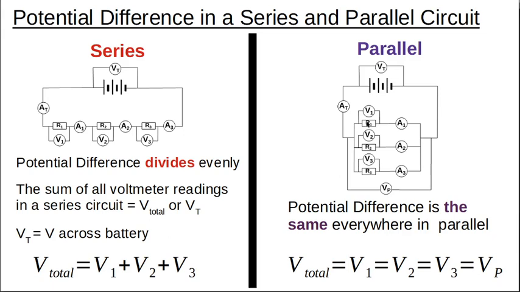If I've got these same resistors, resistor 1, resistor 2, resistor 3, and I measure the voltage on these resistors, these voltages will be all exactly the same as the voltage coming out the battery, because the battery is actually in parallel with all of these resistors. So potential difference is the same everywhere in a parallel circuit. The voltage out the battery is the voltage across resistor 1, the voltage across resistor 2, the voltage across resistor 3, and we also sometimes call it VP, the parallel voltage.